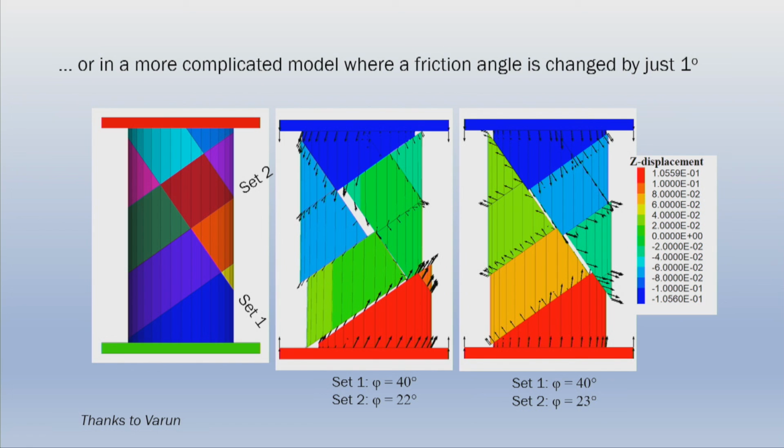And then in a more complicated model, you can have a very strong dependence on friction angle. So between here and here, the friction angle is changed by 1 degree on one of these joint sets. But it's still sliding on the joint sets, even with a higher friction angle.